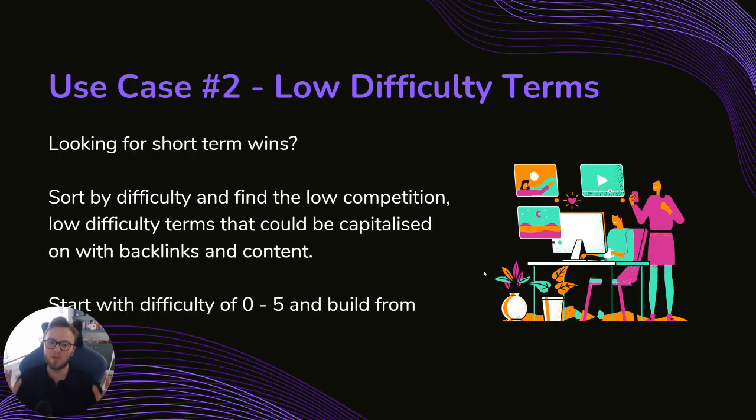And the second one is low difficulty terms. So if you're looking for short-term wins, you can sort the spreadsheet by difficulty, find the low competition, low difficulty terms that could be capitalized on, and power them up with some backlinks and content and make the content even better than your competition. What I would do is start from a difficulty of 0 to 5 and then build from there.